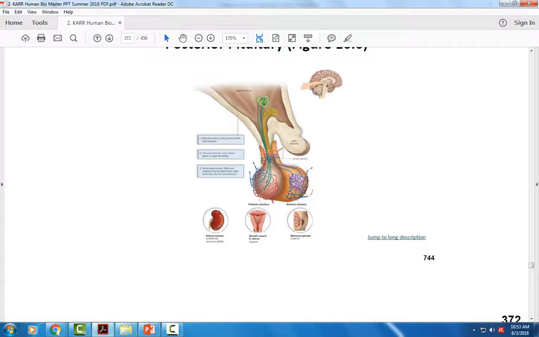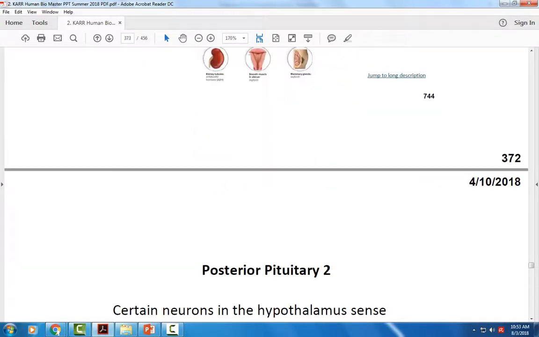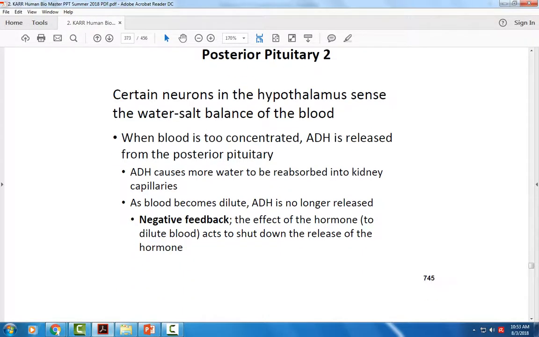So the ADH is for water-salt balance. Its job is to reabsorb water in the kidneys. So if we need to conserve water, let's say a person has a bout of vomiting and diarrhea, we want to conserve water and not urinate much if a person is losing it through the digestive tract during a flu bug. So then the hypothalamus will increase stimulation to the posterior pituitary to release that ADH into the blood and conserve water.